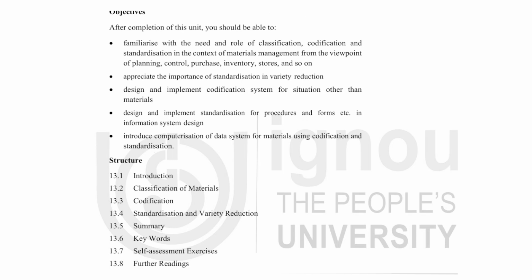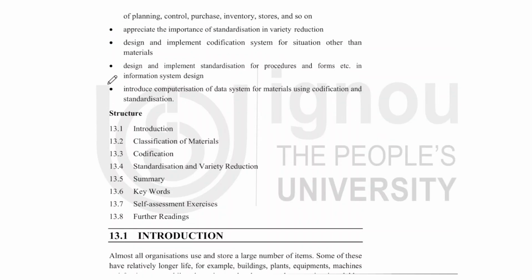This unit deals with familiarizing with the need and role of classification, codification and standardization in the context of materials management from the viewpoint of planning, control, purchase, inventory, stores and so on, and appreciating the importance of standardization in variety reduction, designing and implementing a codification system for situations other than material, designing and implementing standardization for procedures and forms etc. in information system design, and introducing computerization of data systems for materials using codification and standardization.